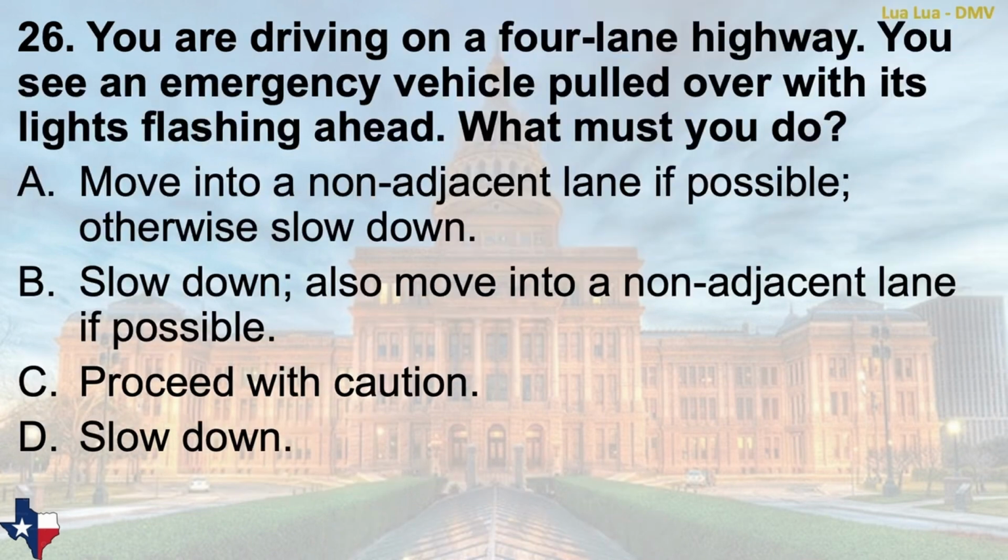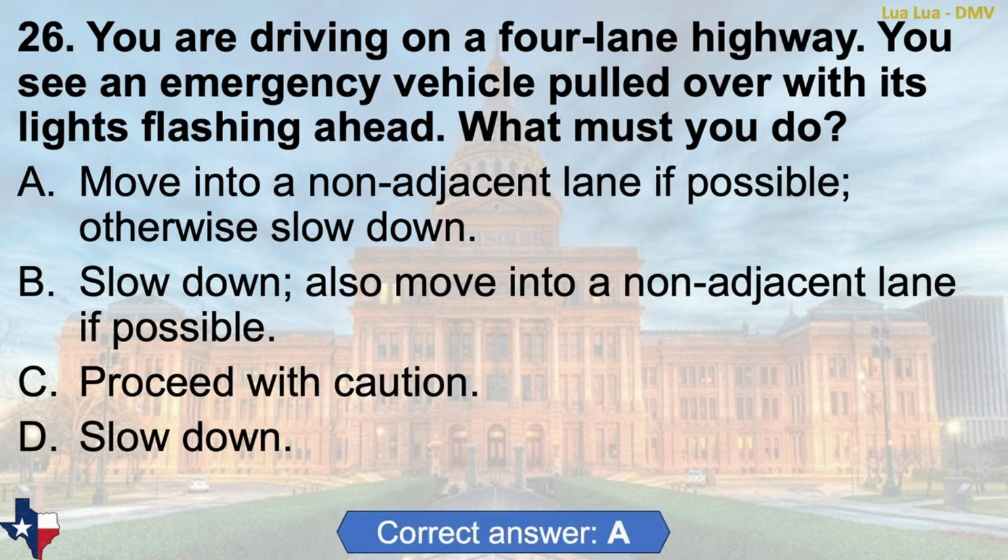Question 26. You are driving on a 4-lane highway. You see an emergency vehicle pulled over with its lights flashing ahead. What must you do? A. Move into a non-adjacent lane if possible, otherwise slow down. B. Slow down, also move into a non-adjacent lane if possible. C. Proceed with caution. D. Slow down. The correct answer is A. Move into a non-adjacent lane if possible, otherwise slow down.